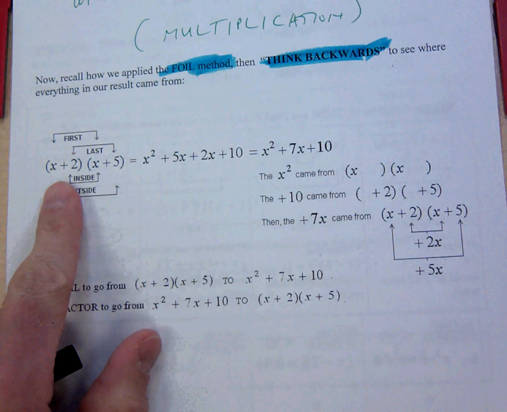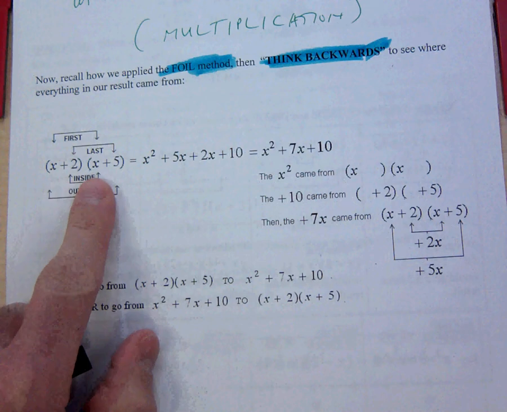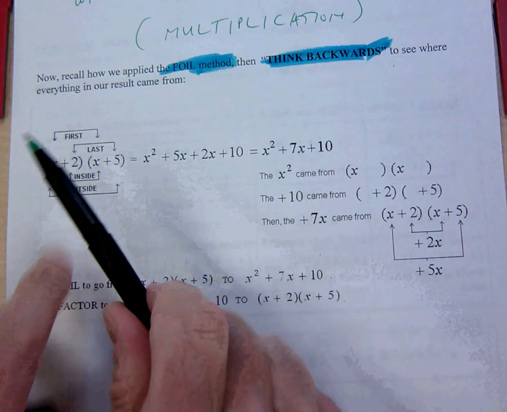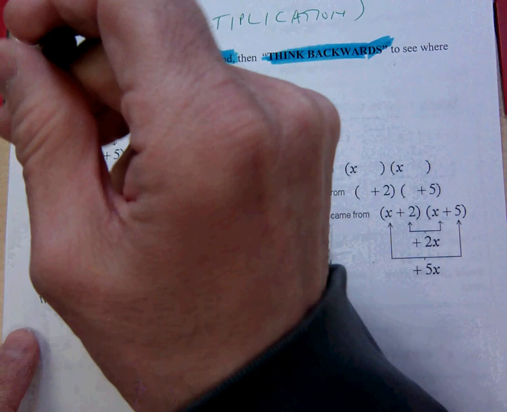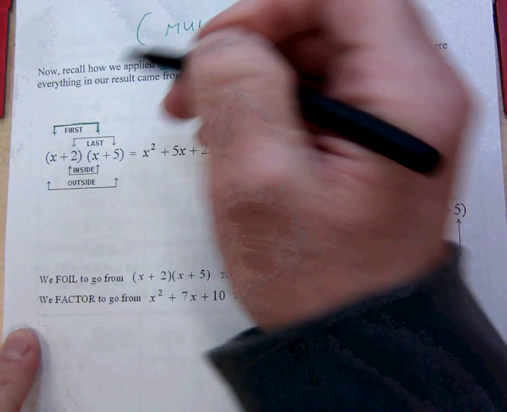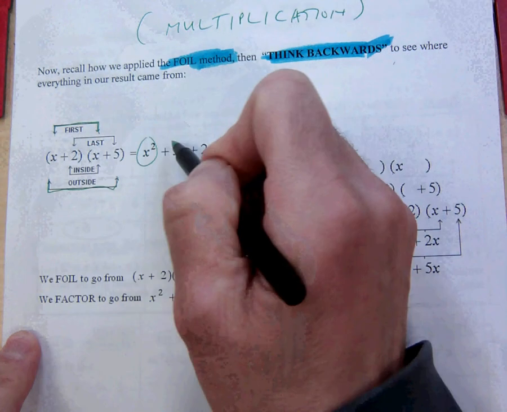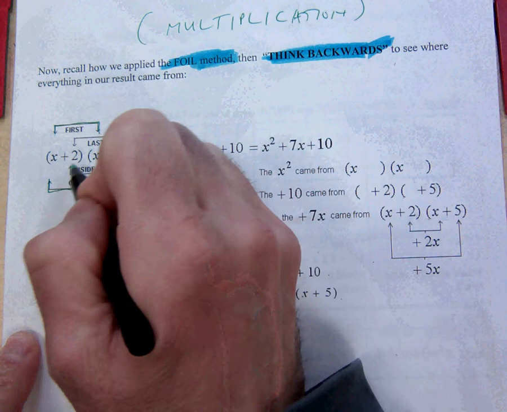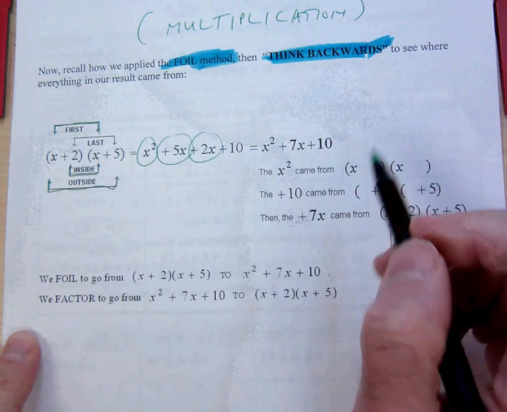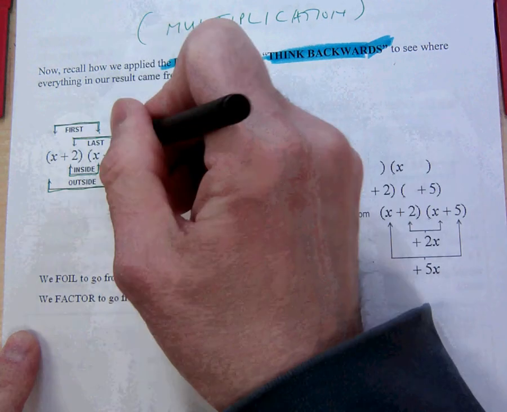Okay, so quick review of FOILing, and then I think you'll understand what I'm doing. When you FOIL a binomial times a binomial, you multiply the first terms, and that gives you x squared. Then you multiply the outside terms, which gives you that. You multiply the inside terms, which gives you that. And then you multiply the last terms, which gives you that.